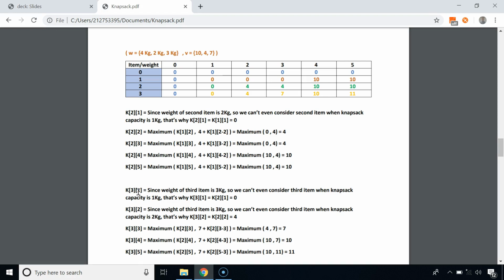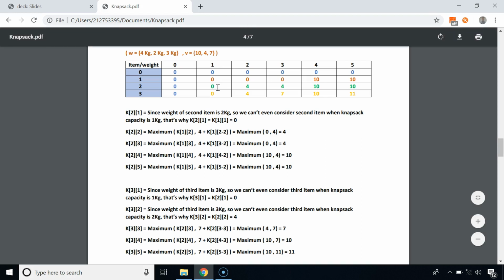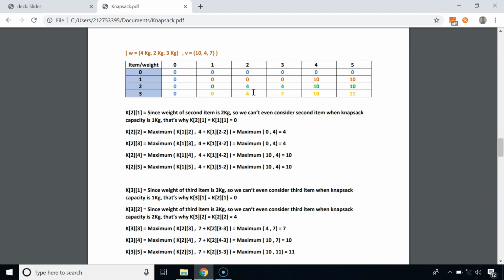Now let's calculate K31. Now since the weight of the third item is 3 kg, we can't include the third item when the knapsack capacity is 1. So K31 will be equal to K21. So we will copy this value to this cell. So K31 will be 0. Now let's calculate K32. Since the weight of the third item is 3 kg, we can't include the third item when the knapsack capacity is 2. So K32 will be K22. So we'll copy this value to this cell. So K32 will be 4.